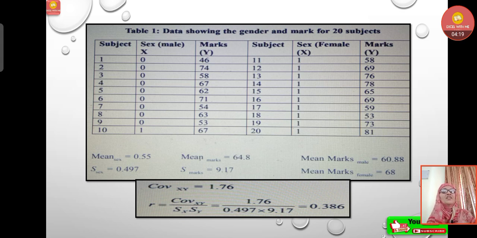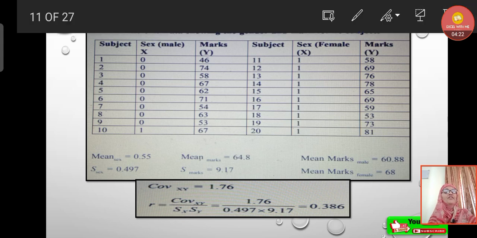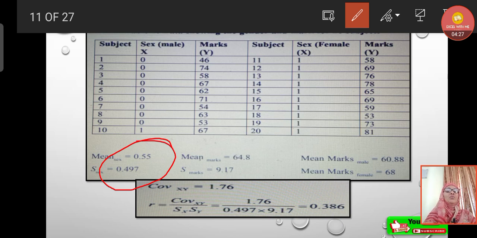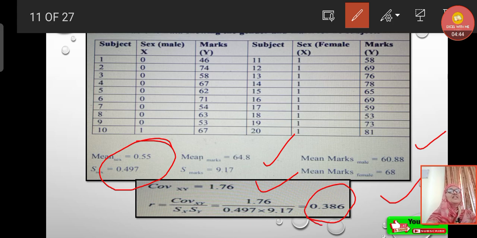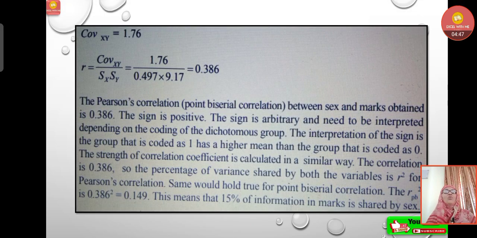We calculate the mean here, which is 0.55, and the standard deviation 0.497. So the mean is also given here and the standard deviation. Now together, the mean mark is 60.88 and the mean mark is 68. Now the correlation has been calculated here and the answer is 0.386. So the point biserial correlation between sex and marks obtained is 0.386.